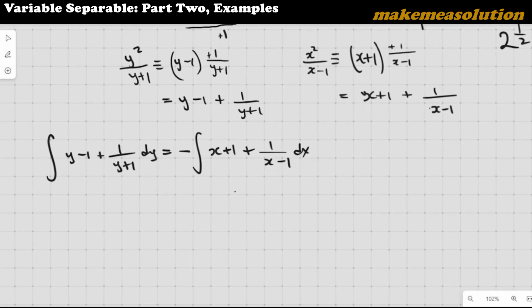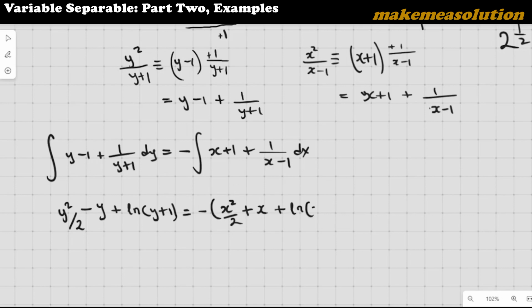So continuing on with our integration, we are going to have y squared over 2 minus, integrating 1 you get y, then when you integrate 1 over y you get plus ln y plus 1, okay, then is equal to minus, you get an x squared over 2 plus an x in this case, then plus ln x minus 1, and what do you have over there? Your constant of integration plus c.